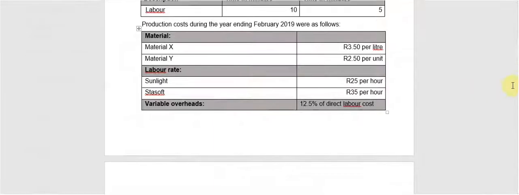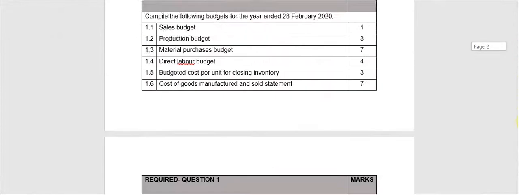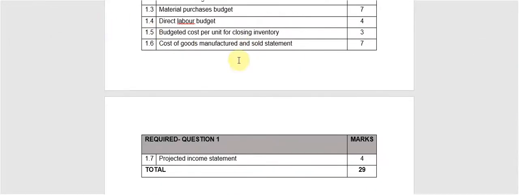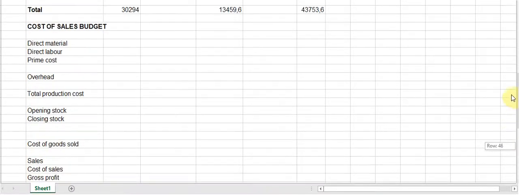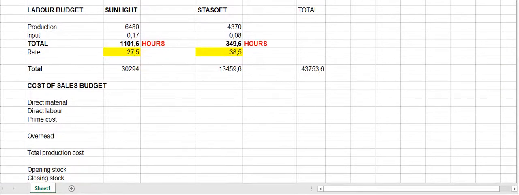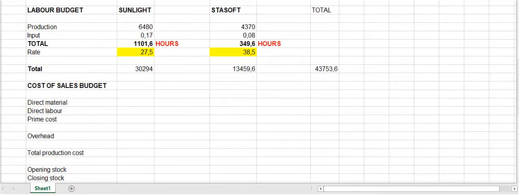And in the next required part, we are now moving on to doing the budgeted cost of goods manufactured. I beg your pardon, we've already done the cost per unit because we needed to do our cost of sales.